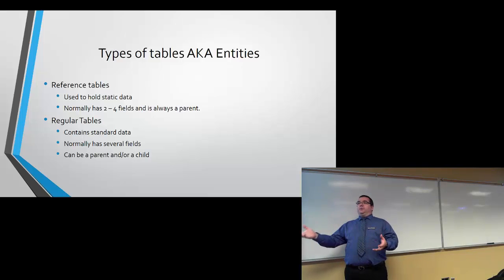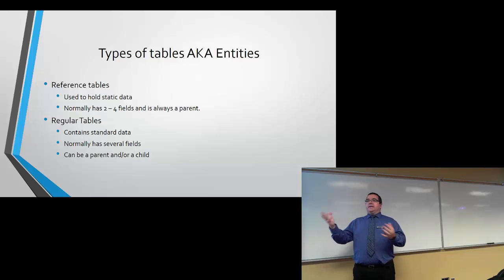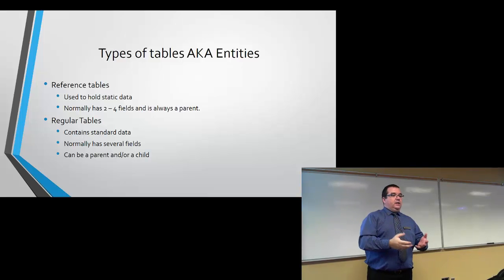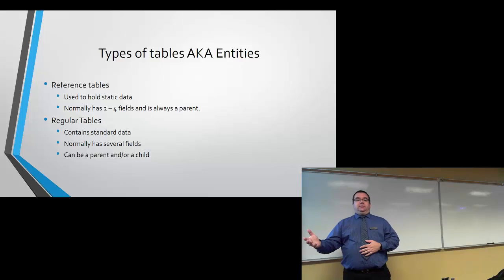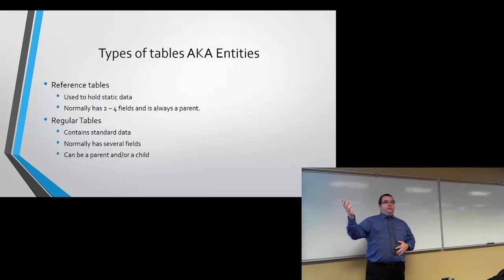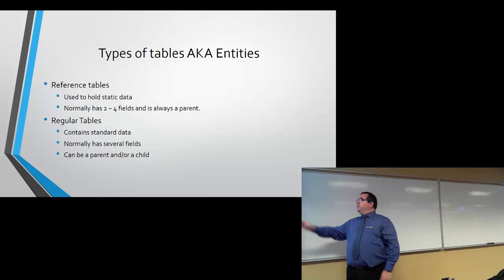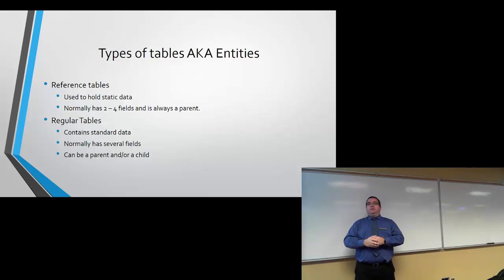And then you have what's called a regular table. And regular tables contain standard regular data. A person, their name, their address, phone number. That's a regular table. It contains details. It has several fields normally, much more than a reference table. And it can be a parent or a child. I'll be covering what that means in a few minutes also, but I had to get the overview out of the way. So a table is an entity. Depending on what kind of entity it is, it has different meaning and different use.